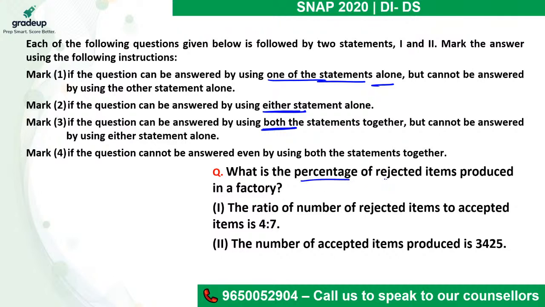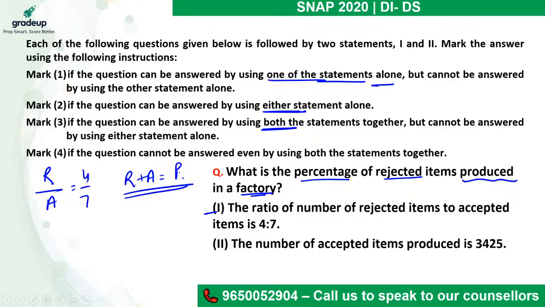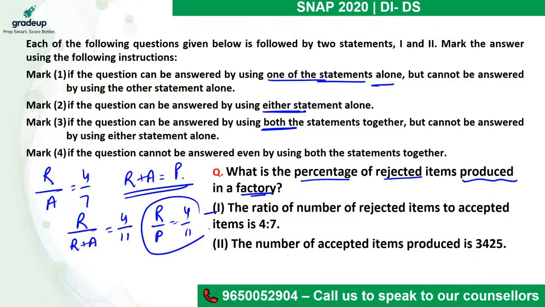What is the percentage of rejected items produced in a factory? Percentage of rejected items produced. That means out of production. First statement tells you the ratio of the number of rejected to accepted is 4 by 7. So can I say rejected to accepted is 4 by 7 and rejected plus accepted is produced? Because everything that is produced is either rejected or accepted. So can I say rejected divided by rejected plus accepted is 4 by 11? Or rejected by produced is 4 by 11? Right? Rejected divided by produced is 4 by 11. I can say this from here.